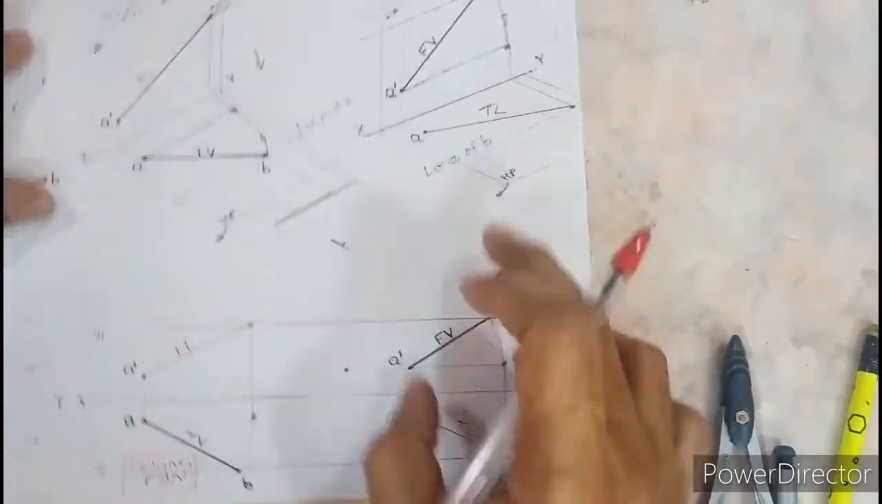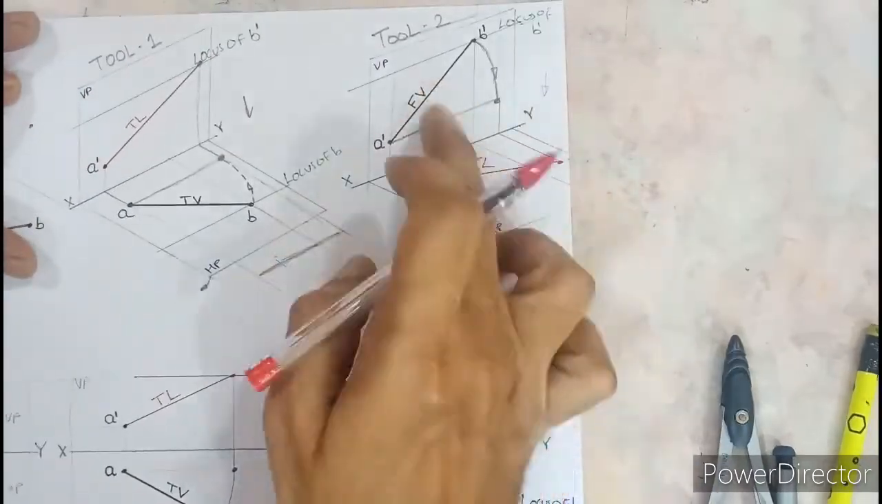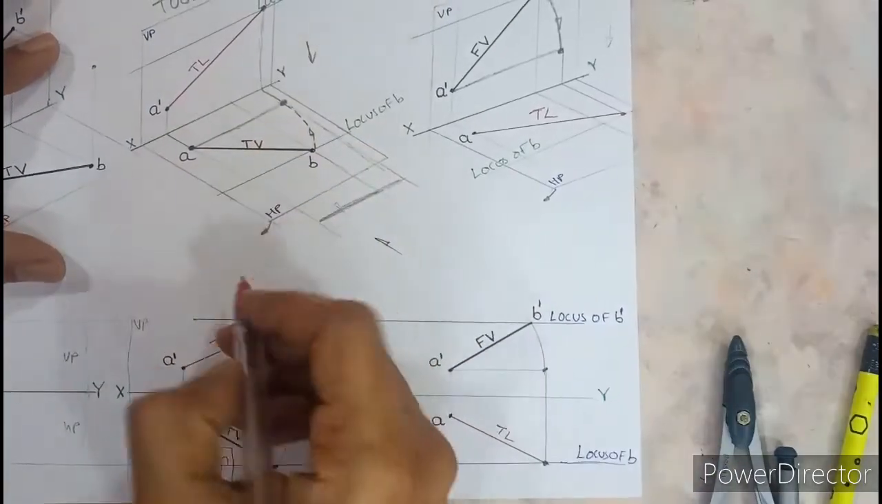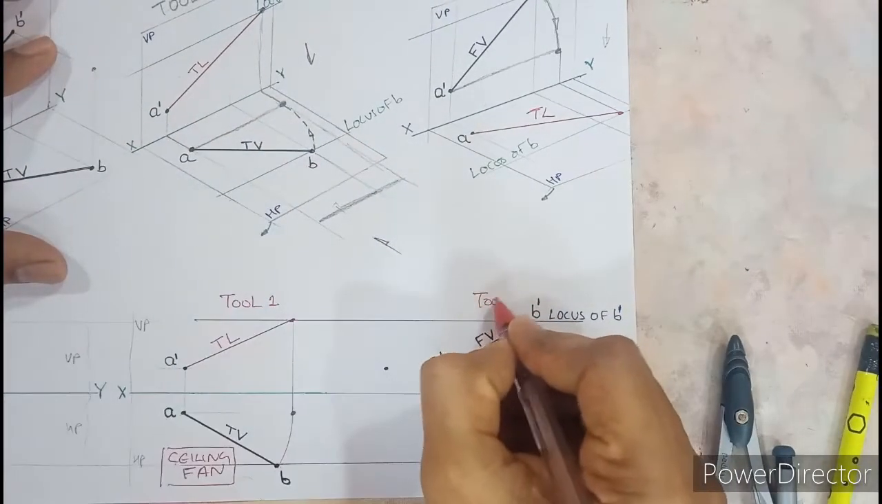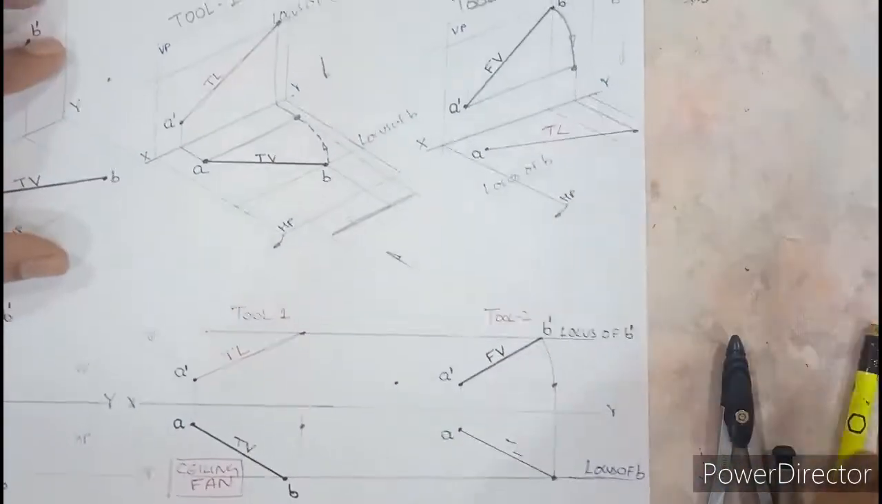So this diagram has come from here. If I turn HP down, you can see this line here and this one. So this is tool 1. This is tool 2. So remember that we need to merge the diagram later on.